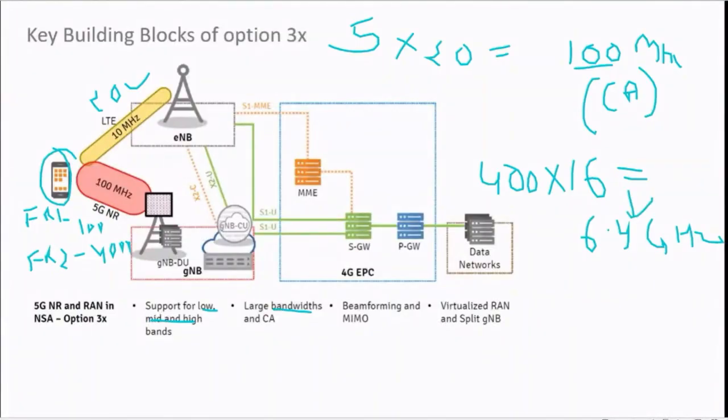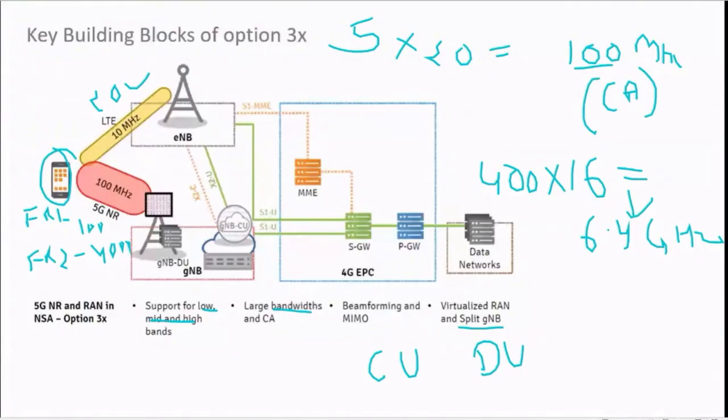Okay. And then we have this beamforming and MIMO. That's a good technique we can use to improve our signal. Also, in case of 5G, we have this split gNodeB as well. So you may have heard of CU and DU, right? Centralized unit and distributed unit, right? So gNodeB is divided into two parts. One is the centralized unit and one is the DU.